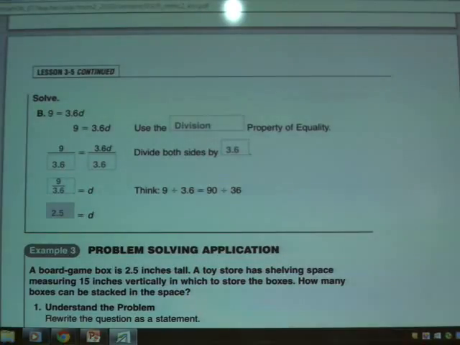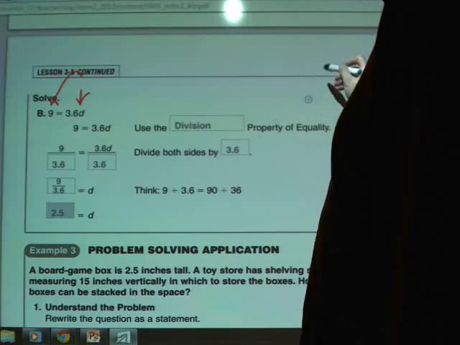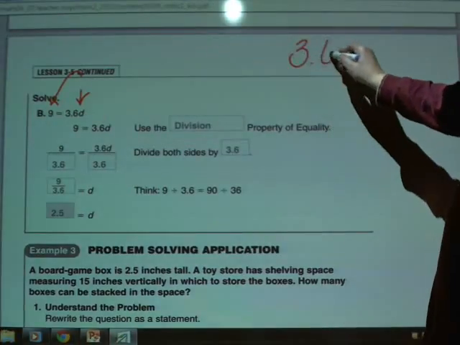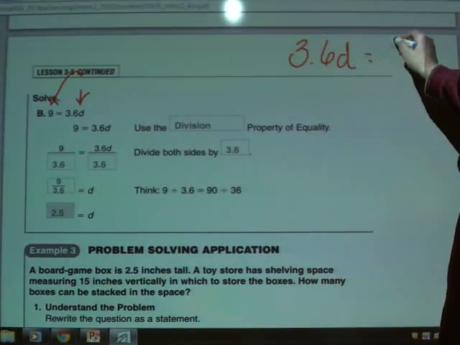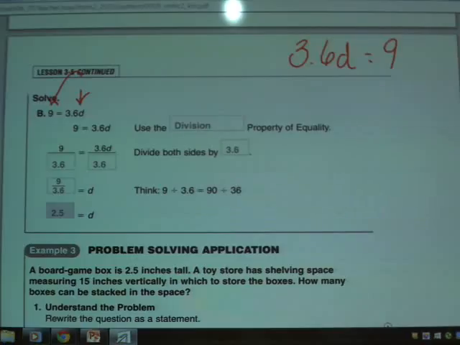So this is one of those times I'm probably going to use that flip rule that I have in my back pocket, and I'm going to invert the left and the right side of the equation. I'm literally going to flip those two guys around and write 3.6d equals 9.